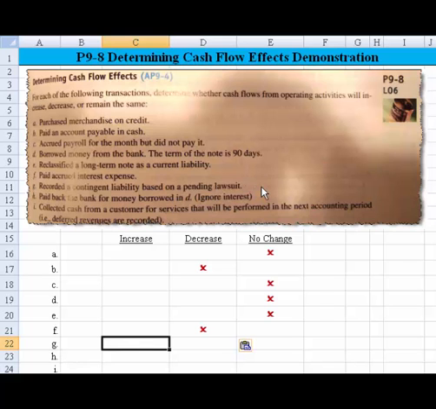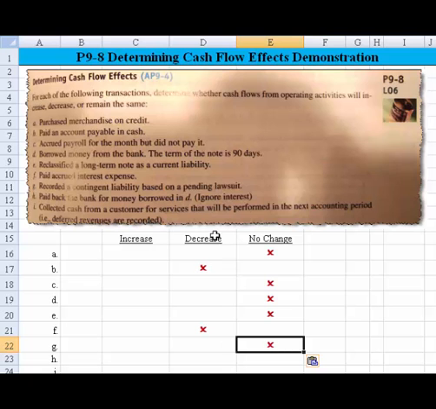Transaction G. We record a contingent liability based on a pending lawsuit. Here again, we record an expense, but the offset is to a liability account, right? A current obligation, but it doesn't impact cash at all. So there'd be no change.